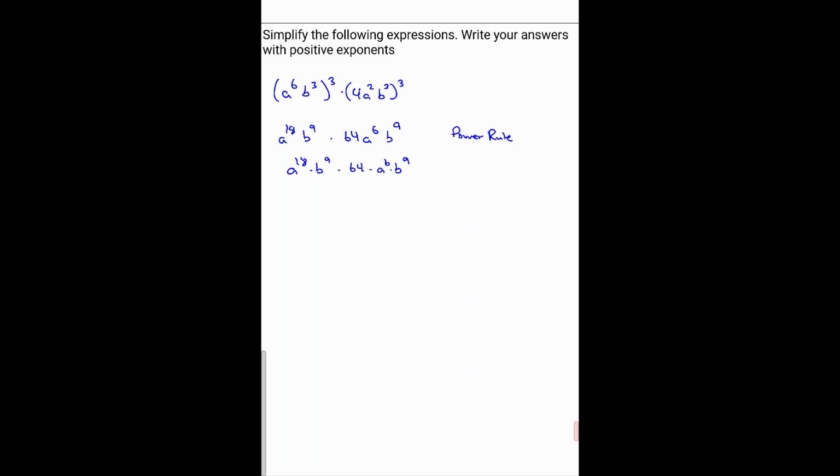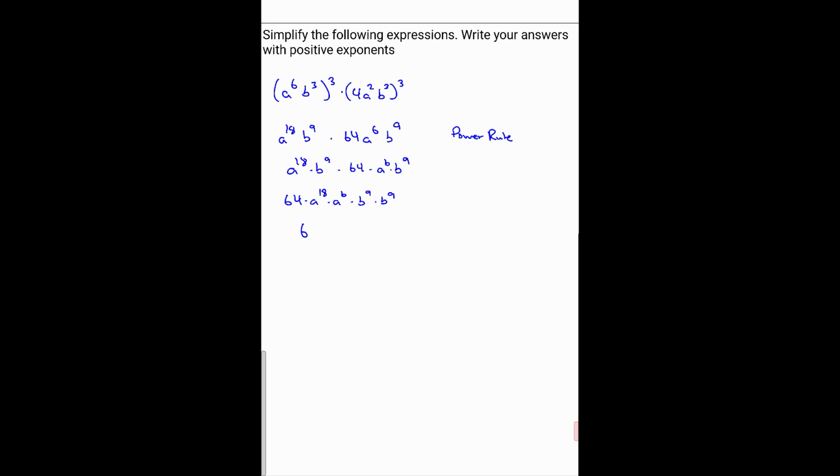So just for clarification, I'm going to bring the 64 out to the left because we're used to seeing the number way out there. And I'm going to organize all of our terms together. So I've got a to the 18th, a to the 6th, b to the 9th, and b to the 9th. Okay, so all I did was just organize the terms and have them side by side.